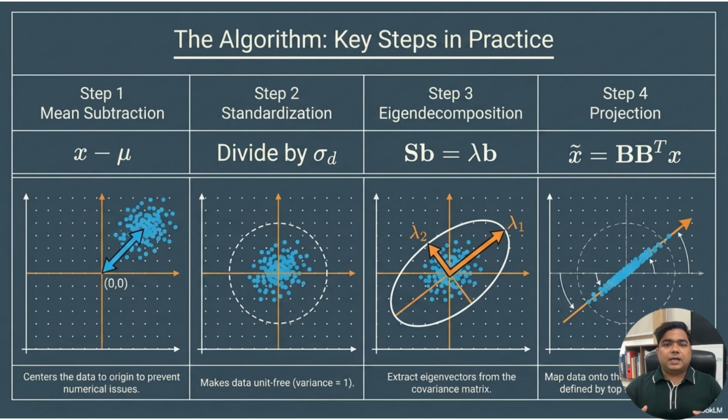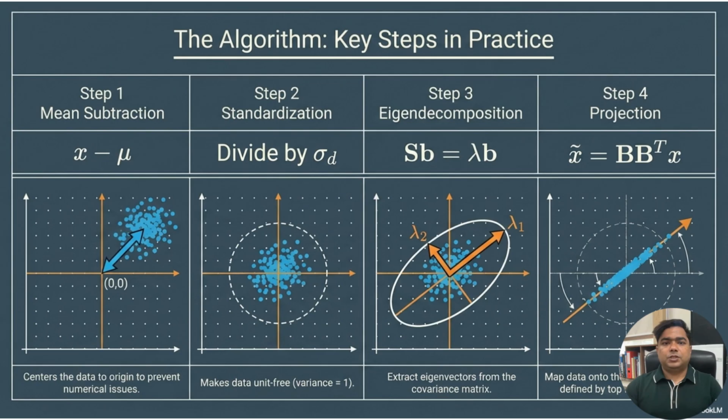Standardization prevents one large scale feature from dominating the PCA result. Step 3 is eigen decomposition. We solve the eigenvalue equation: S multiplied by B equals lambda multiplied by B. This gives us eigenvectors and eigenvalues from the covariance matrix. The eigenvectors show the directions of the principal components. The eigenvalues show how much variance each component captures.